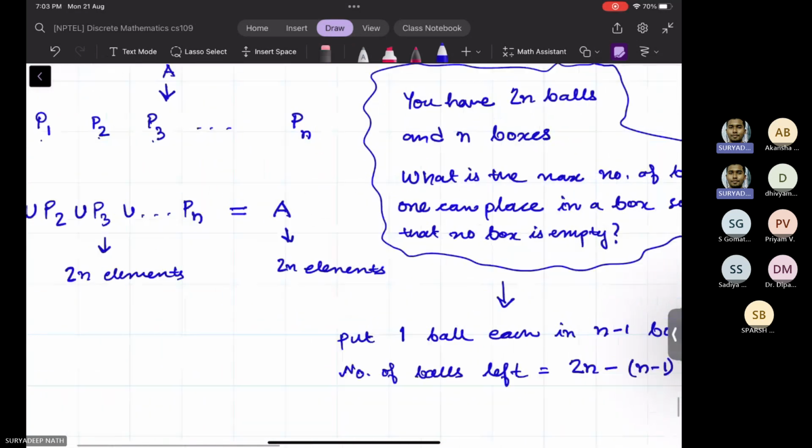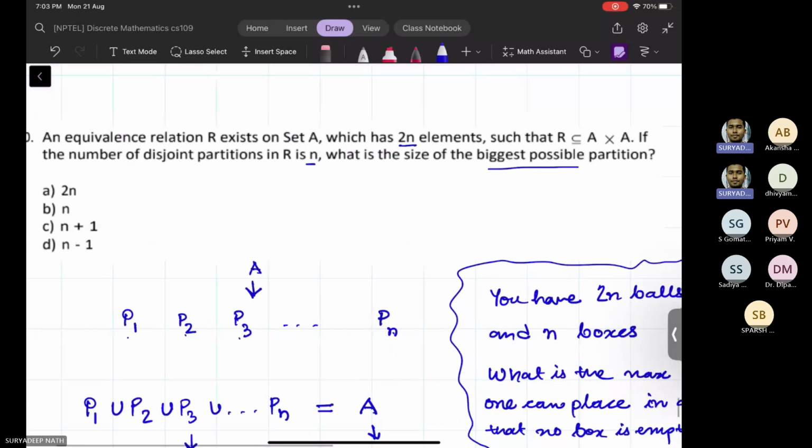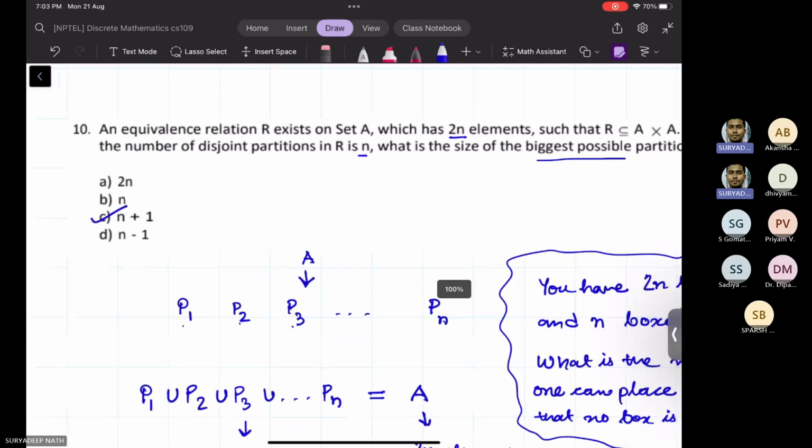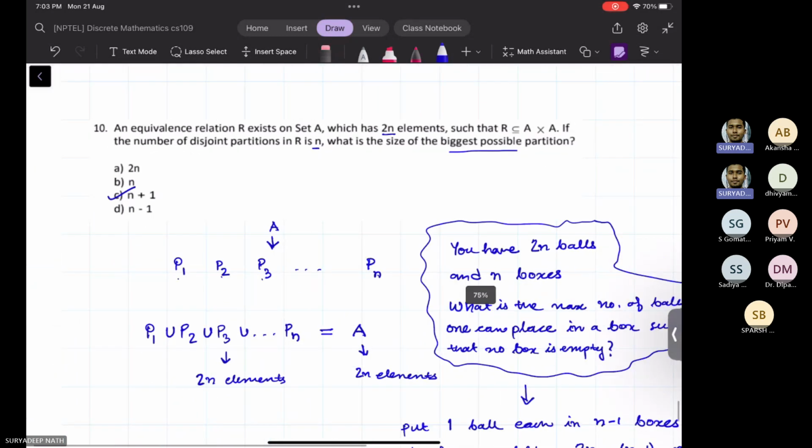Similar to this question, what is the size of the biggest possible partition? You can place n plus 1 elements in the biggest possible partition. So option C is the right answer for this question. I hope that is clear to everyone.